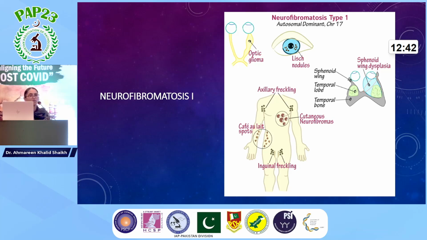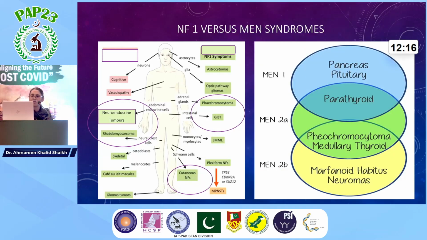So as we know, neurofibromatosis, or von Recklinghausen's disease, is a multisystemic disease. The NF1 gene on chromosome 17 gets mutated, and it encodes a protein, neurofibromin, which acts as a tumor suppressor for the RAS proto-oncogene pathway. When this suppression is lost, proliferation starts, and this proliferation leads to the development of the multiple tumors seen in neurofibromatosis.